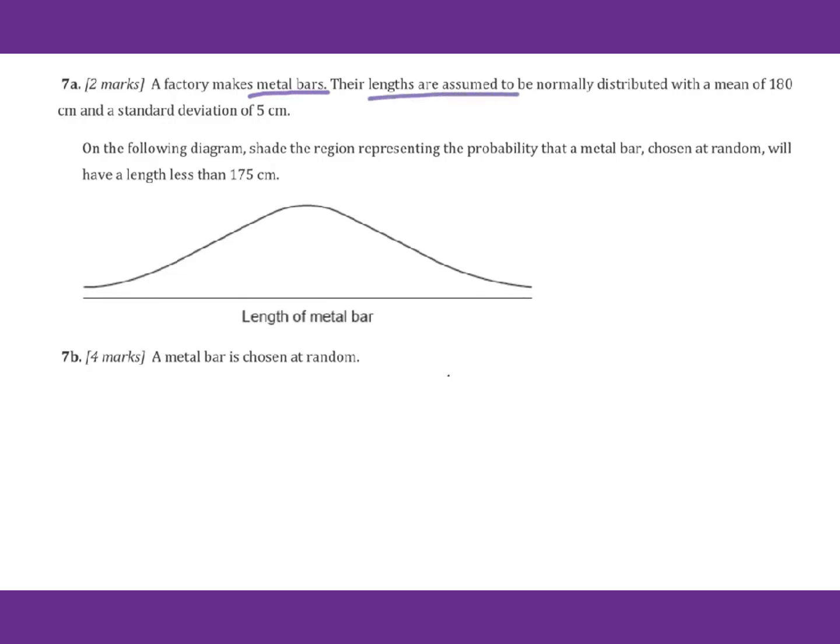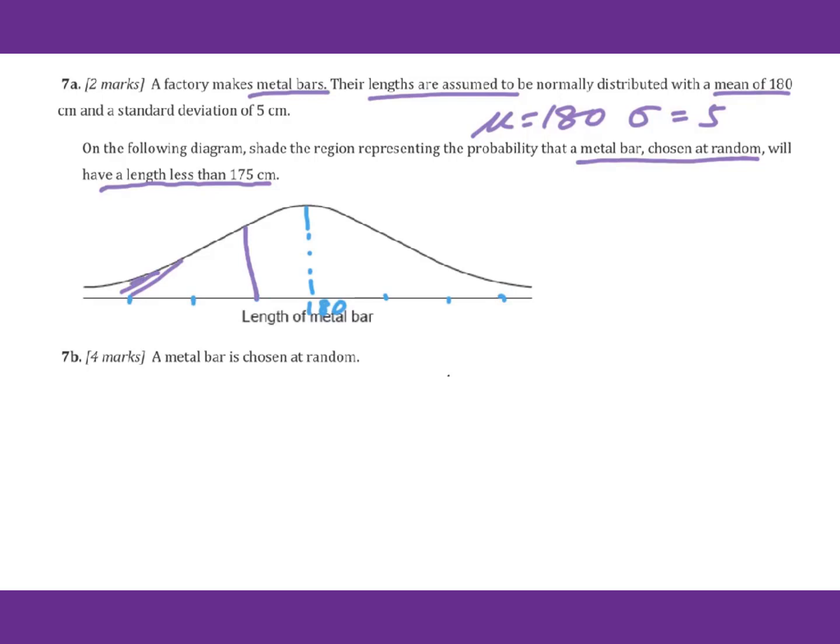For 7A, a factory makes metal bars. Their lengths are assumed to be normally distributed with the mean 180 and the standard deviation 5. On the following diagram, shade the region representing the probability a metal bar chosen at random has length less than 175. We know the mean is 180. So we're looking for less than 175. It will be here. This area, that's the probability.